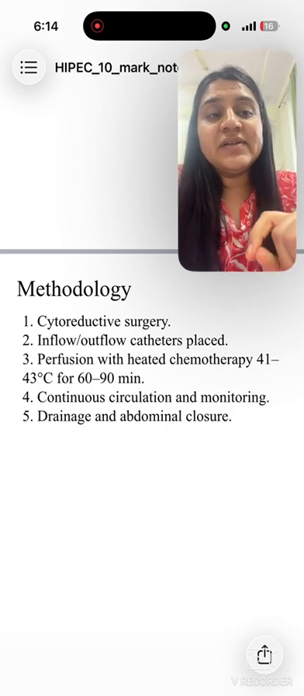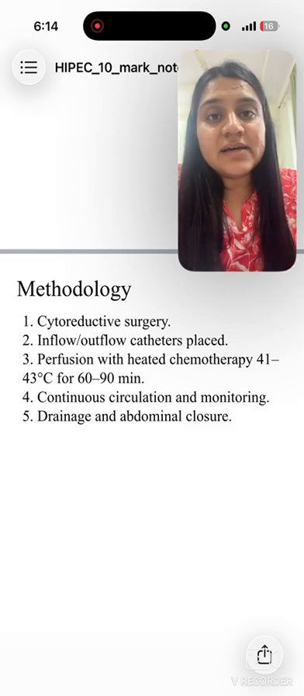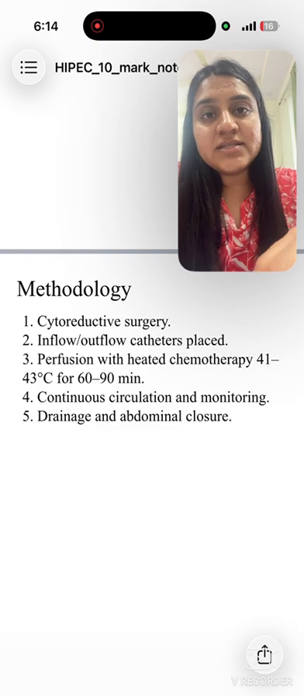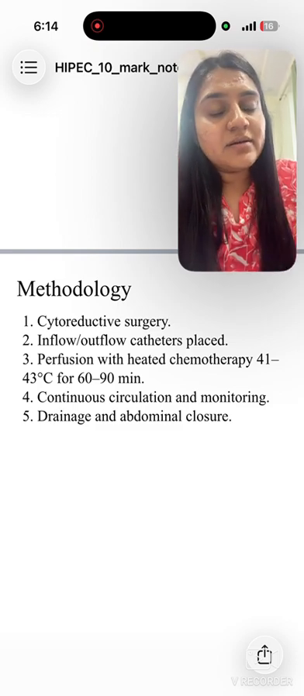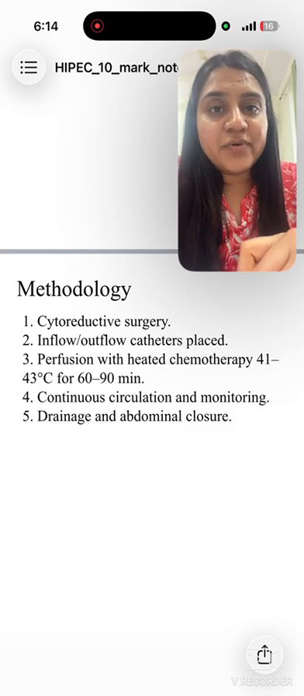In the closed method, we'll close the abdomen first, layer by layer, and then we'll shake the patient so that this chemotherapeutic agent is evenly distributed. Both are great ways. You can do whatever is feasible for you.